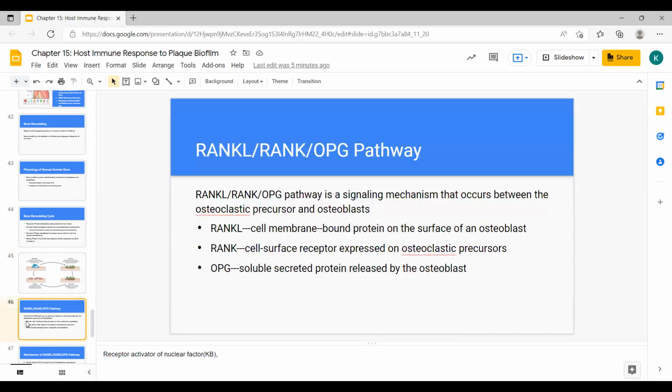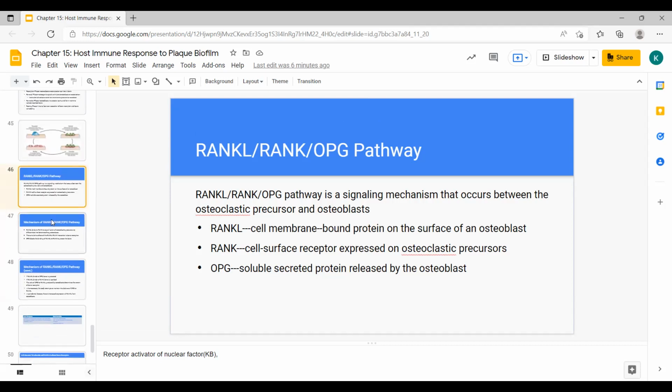Okay, so the RANKL, RANK, and OPG pathway. This is a signaling mechanism that occurs between the osteoclastic precursor and the osteoblast. RANKL is the cell membrane bound protein on the surface of an osteoblast. RANK is the cell surface receptor expressed on an osteoclastic precursor. OPG is the soluble secreted protein released by the osteoblast.